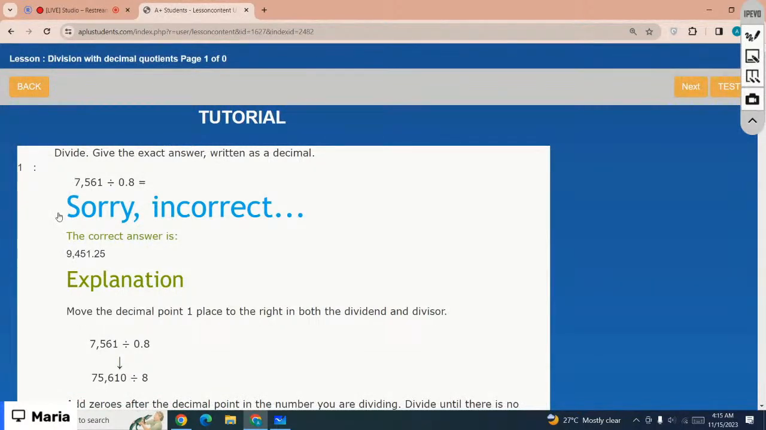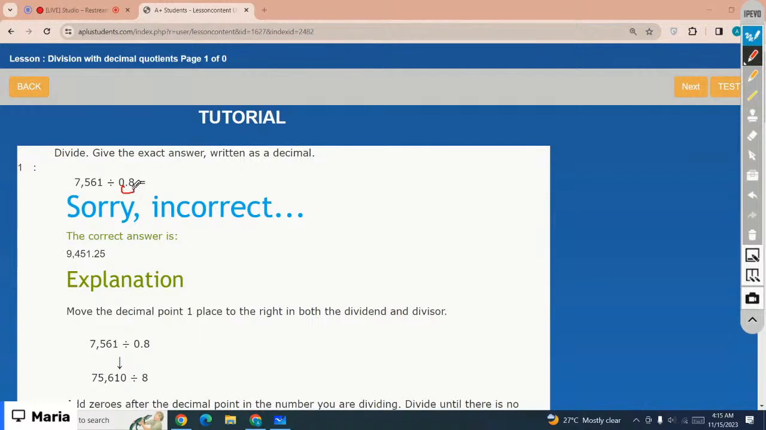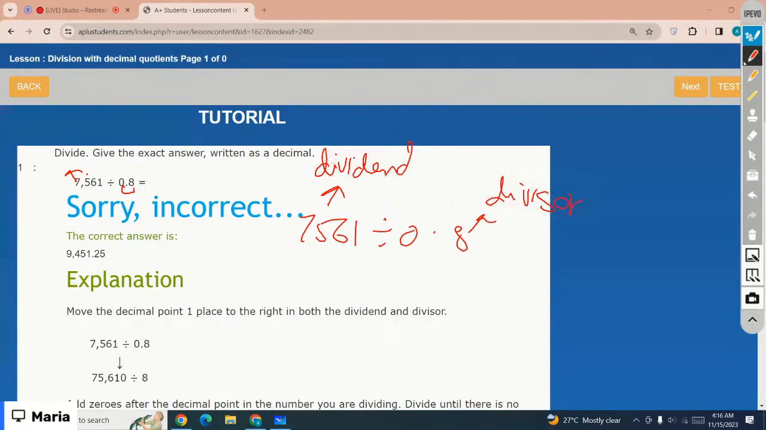So if the quotient is a decimal, you can see here the example is 7561 divided by 0.8. This is the divisor. 7561 divided by 0.8. So 7561 is the dividend, right? And 0.8 is the divisor. That is the number you are going to divide with. You are going to divide by 0.8.